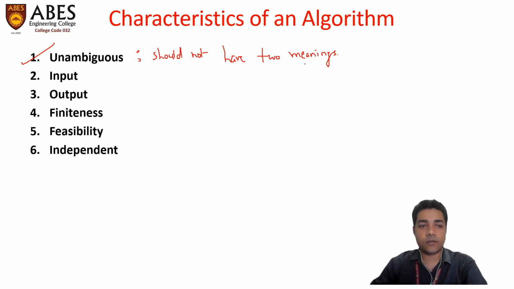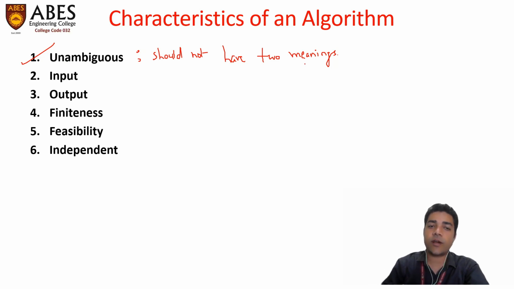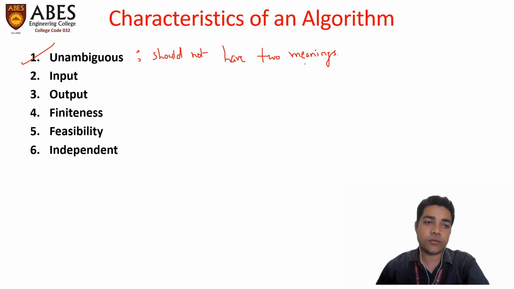It should not have two meanings. Okay, so for example, if we are writing an algorithm for finding a path from point A to B, then it should not do something else at the same time. If the task is just to find the path from A to B, it should not be finding the path from A to C also. If the task is to find the path from A to B and A to C also, then it should do that. Okay, so the algorithm should be unambiguous in a way.